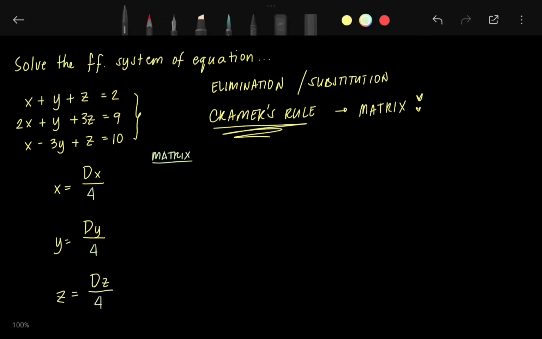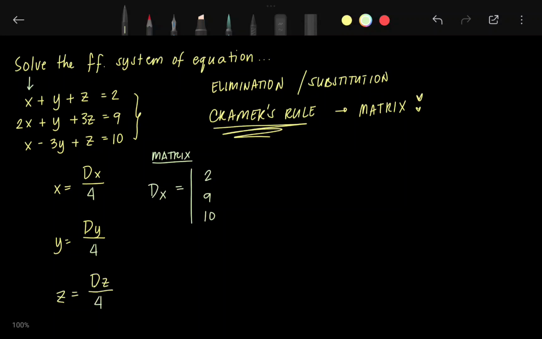Let's build the matrix for dx. So, the determinant in terms of x: remember, in this column, we put the coefficients of x. Supposedly, that's 1, 2, and 1. Instead of doing that, write the solutions 2, 9, and 10.